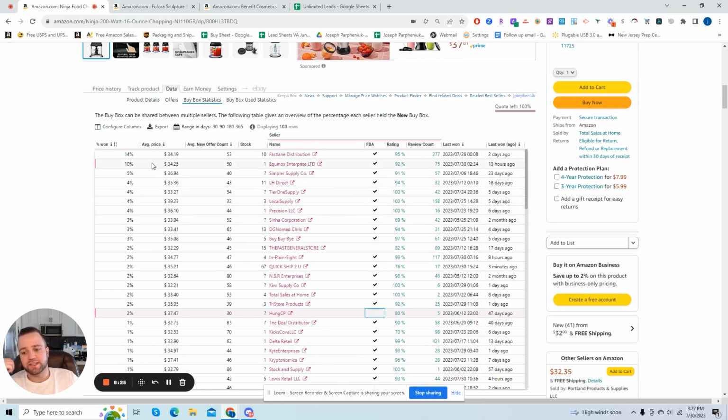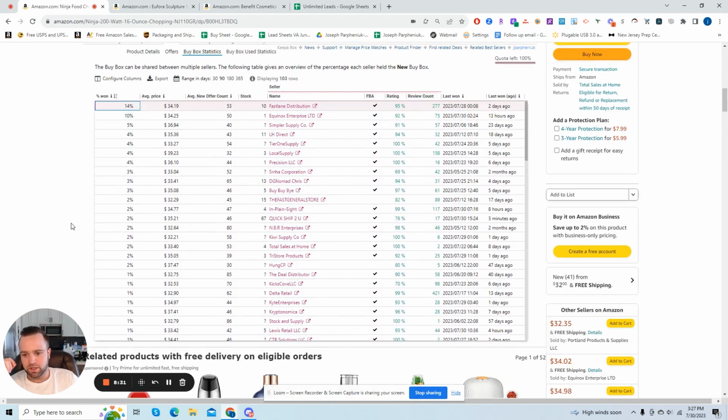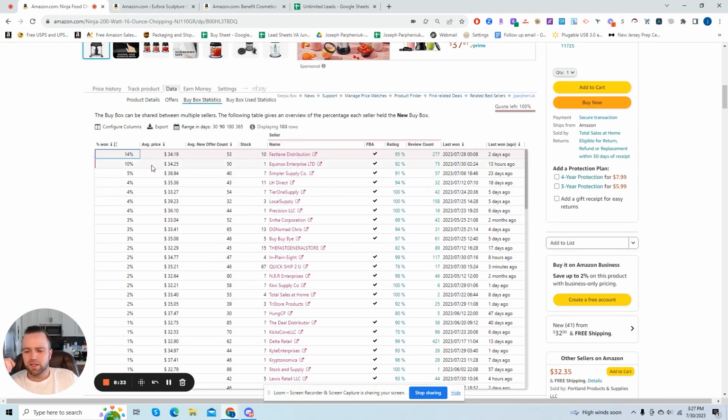So it gives you an idea of whether to do FBA or FBM. And yeah, it looks very well spread out. Not one seller is winning. Usually it's a red flag when a seller has like 70% or more. I went out to the 90 day so we can see a little bit of a bigger picture here, but it is very well split up among a bunch of sellers.